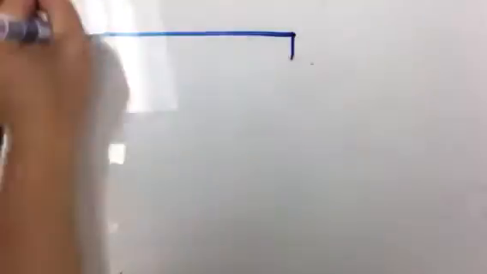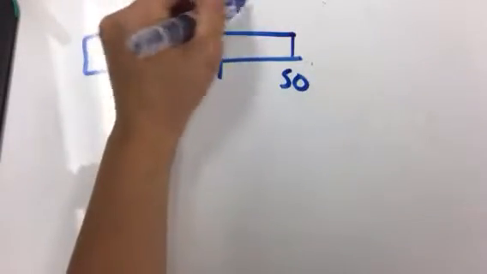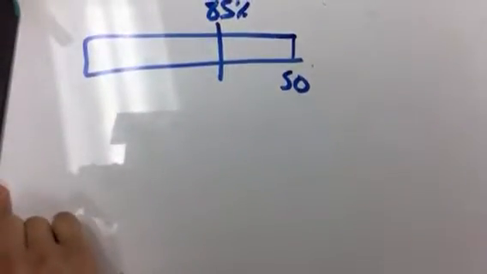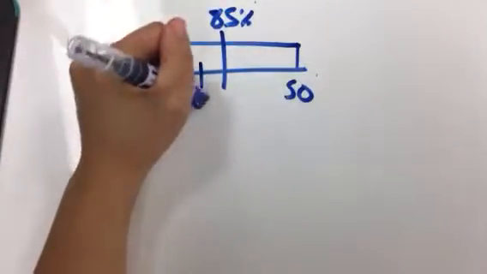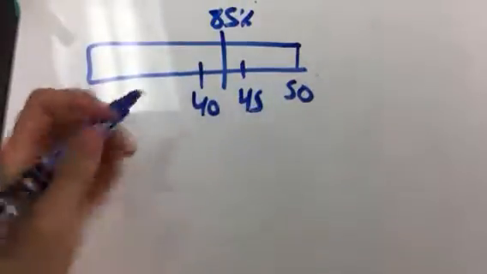So I'm sorry about that, but my video got cut off. Basically, we were looking at how to find the whole of the percent. Our whole should have been 50, and we were looking for around 85%. We know that we were halfway between 40 and 45, and I was explaining how to find the middle point.